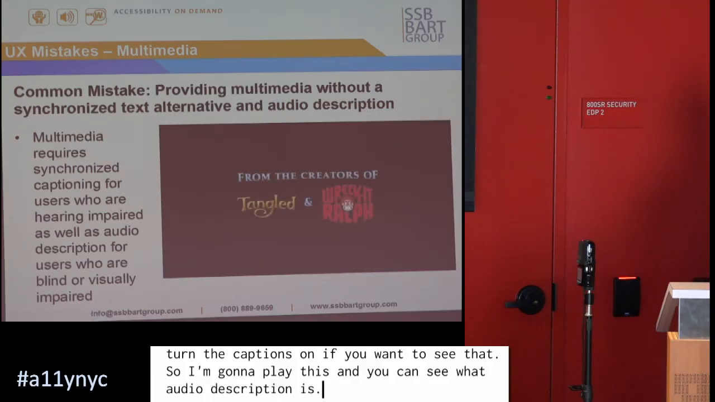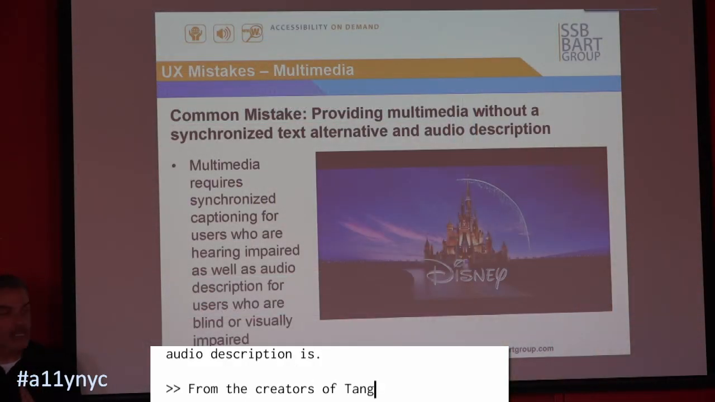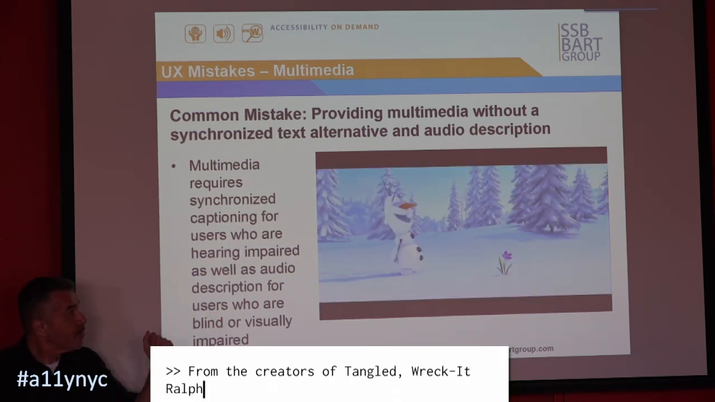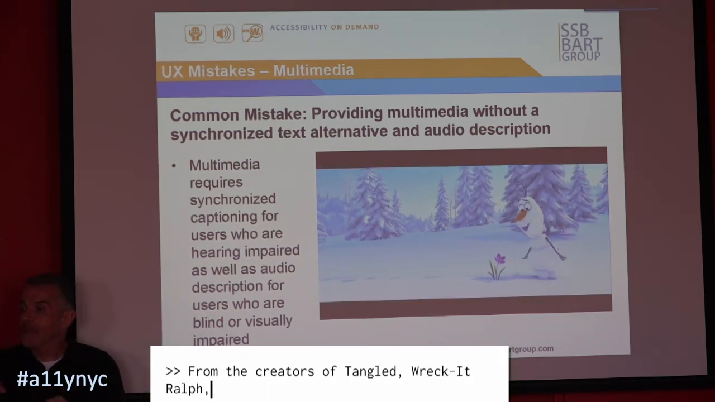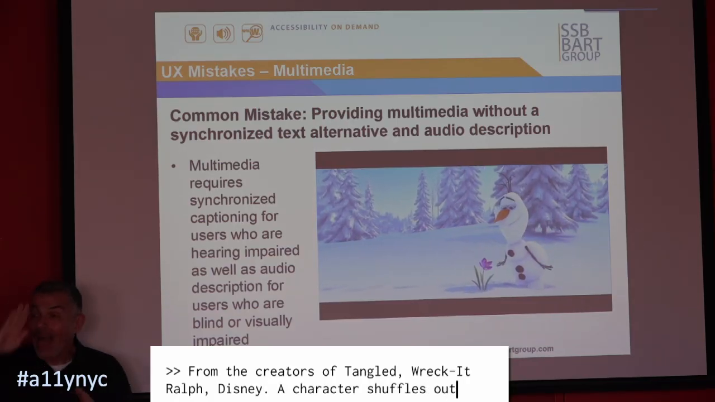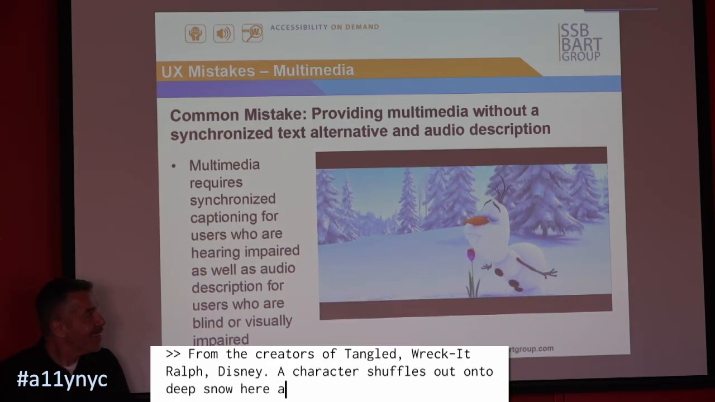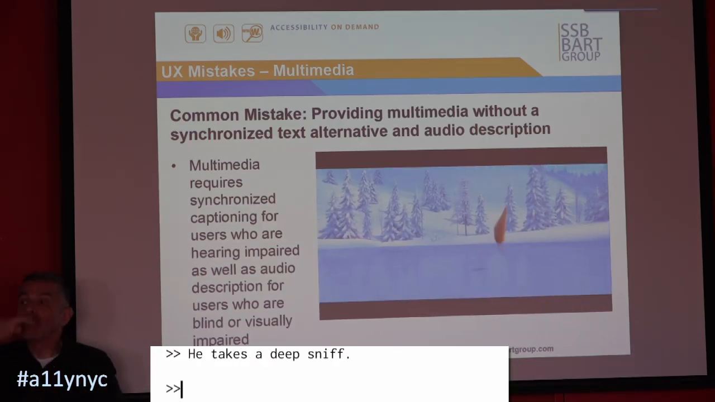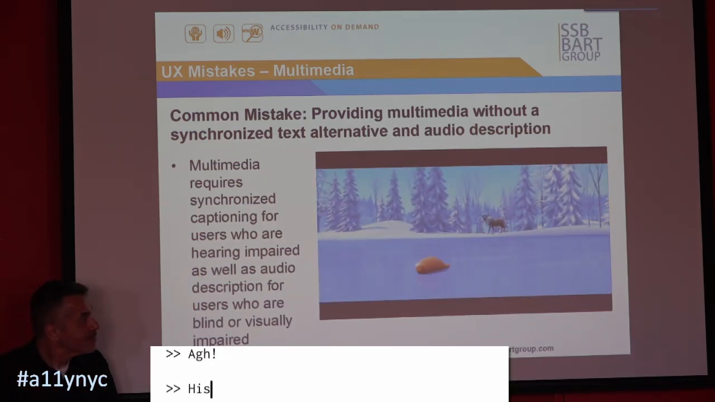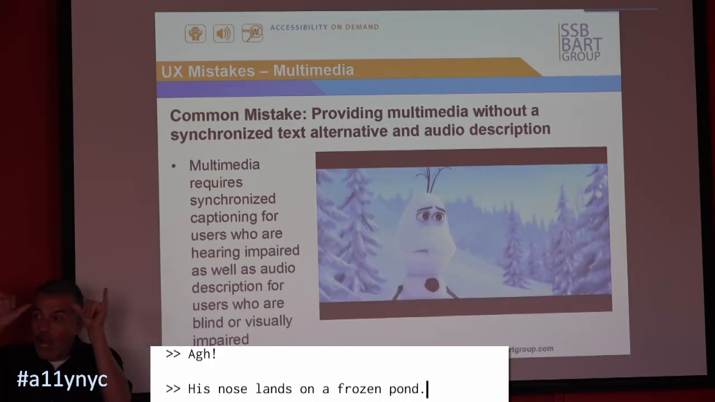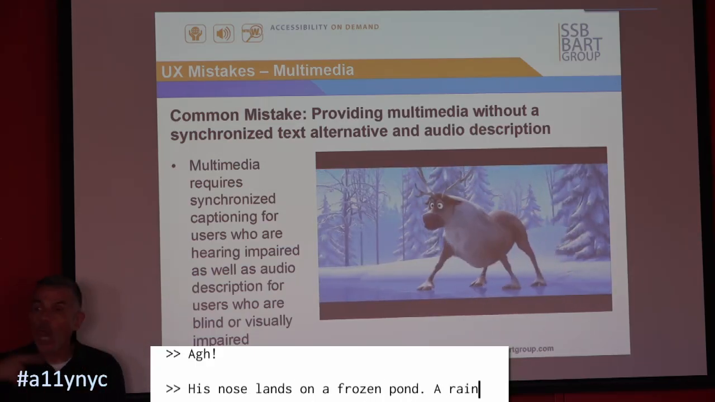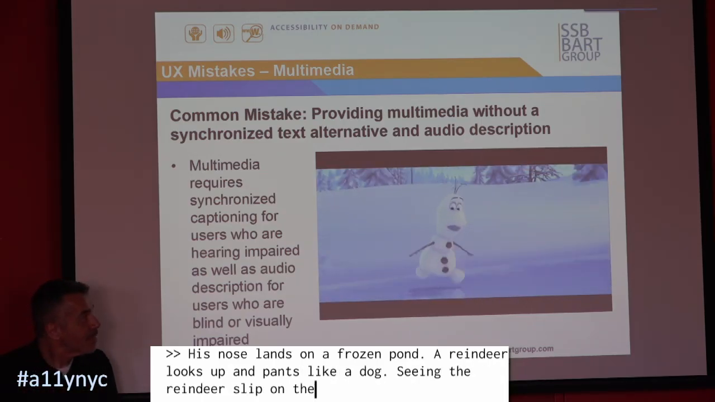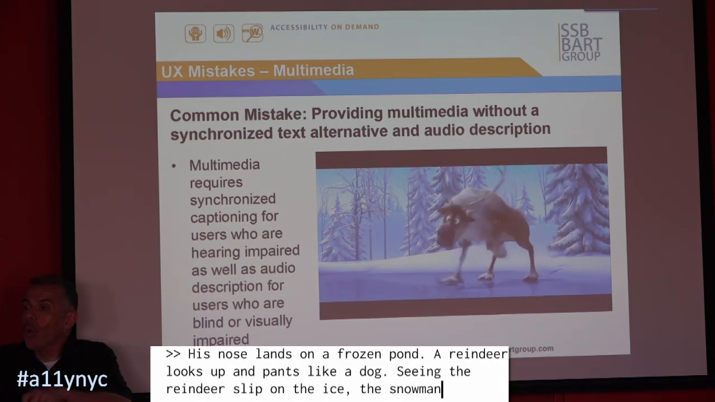From the creators of Tangled and Wreck-It Ralph, Disney. A carrot-nosed, coal-eyed snowman shuffles up to a purple flower peeping out of deep snow. Ooh, hello. He takes a deep sniff. His nose lands on a frozen pond. A reindeer looks up and pants like a dog. Seeing the reindeer slip on the ice, the snowman smiles and moves towards him, though actually he's running on the spot. The reindeer falls on his chin.